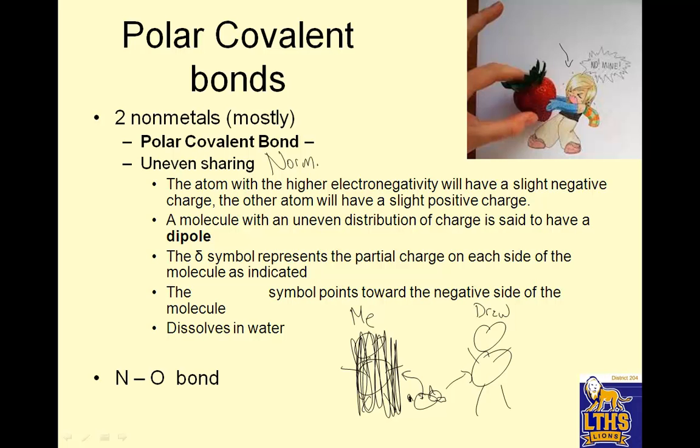Okay? A molecule with an uneven distribution of charge is said to have a dipole. Di means two, pole means end. That is called delta. The delta symbol represents a partial charge on each side of the molecule, as indicated. The arrow symbol points towards the negative side of the molecule, and this indicates the positive sign. And polar things dissolve in water.